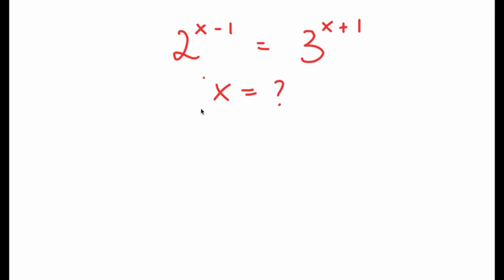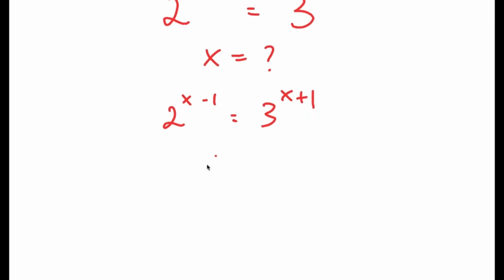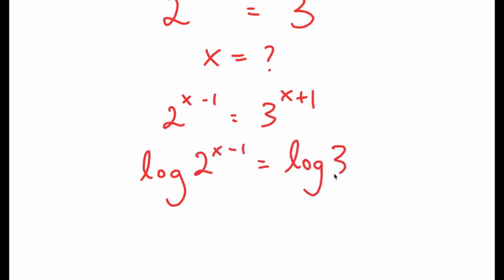So for my solution, my equation is 2 to the power of x minus 1 equals 3 to the power of x plus 1. So I'm going to first start by taking the log on both sides. So I get log 2 to the power of x minus 1 is equal to log 3 to the power of x plus 1.